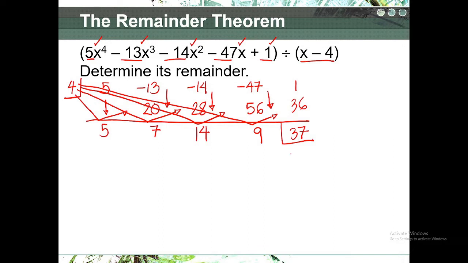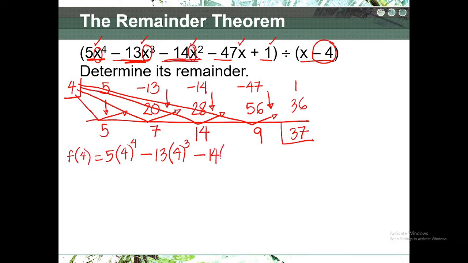Now, sir, are you sure that it's 37? Let's make use of the other method now. So we have a function wherein the value of x, the opposite of negative 4, is positive 4. Let's start with the first term over here. So 5, then you substitute x, which is 4 raised to 4. Minus 13, substitute x, this becomes 4 cubed, minus 14, then you substitute x, that is 4 squared, minus 47 times 4 plus 1.